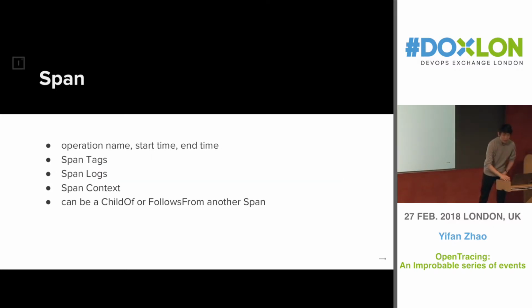And then we move on to a span. Just like you've seen from the previous diagram, every one of those horizontal lines can be its individual span. And then a span has a few top-level metadata attached to it. This includes operation name, start time, end time, and some of the more interesting things are span tags and span logs. Span tags is just arbitrary metadata that you can attach to the spans that you create in code.